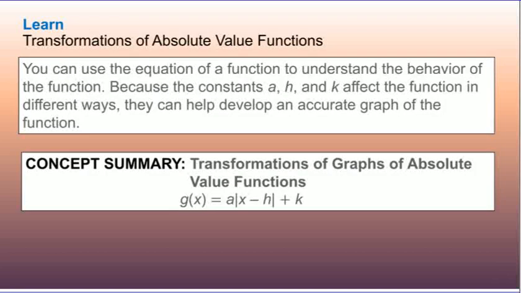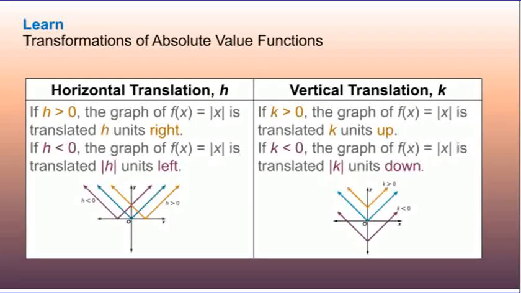Next, you can use the equation of a function to understand the behavior of the function. Because the constants a, h, and k affect the function in different ways, you have to develop an accurate graph of the function. So again, here's our standard form that we're going to use for absolute value. If h is greater than 0, so h is positive, the graph moves to the right. If h is negative, it moves to the left. If k is positive, it goes up. If k is negative, it goes down. So this is just a review of what we've gone through already.